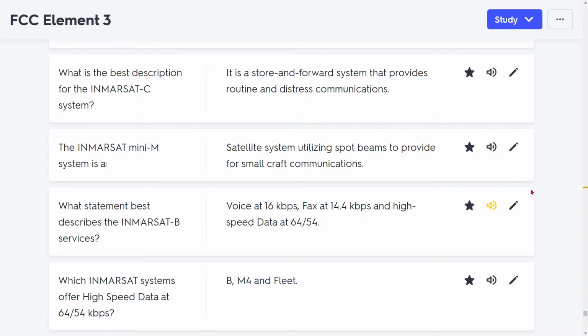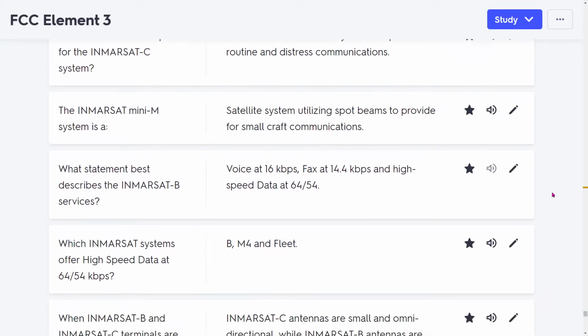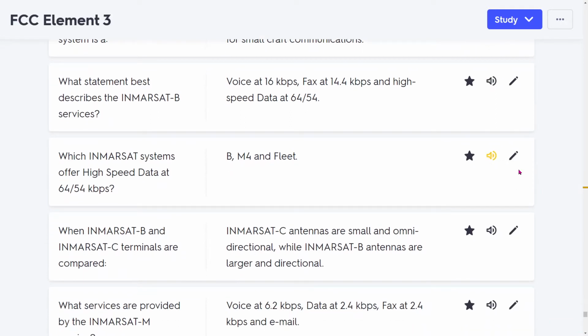What statement best describes the Inmarsat B services? Voice at 16 kbps, fax at 14.4 kbps and high-speed data at 64/54. Which Inmarsat systems offer high-speed data at 64/54 kbps? B, M4 and Fleet.